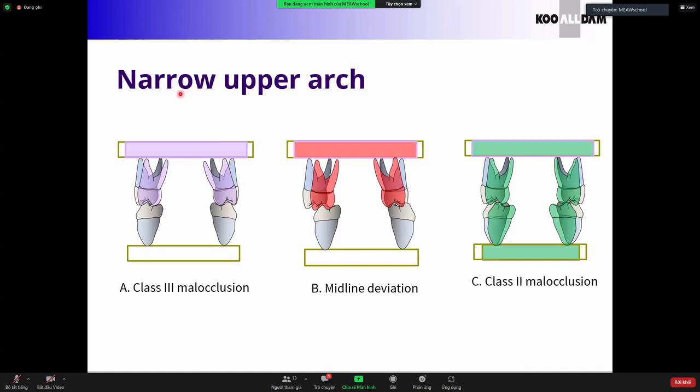What happens in a narrow upper arch? You should remember, you can see three types of malocclusion. First, class 3 malocclusion, then midline deviation, and also class 2 malocclusion. However, at first, you should think of class 3 malocclusion.